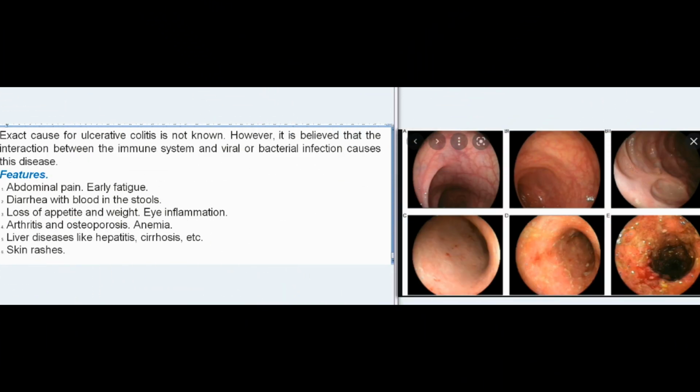Cause. Exact cause for ulcerative colitis is not known. However, it is believed that the interaction between the immune system and viral or bacterial infection causes this disease. Features. Abdominal pain. Diarrhea with blood in the stools. Early fatigue. Loss of appetite and weight. Arthritis and osteoporosis. Eye inflammation. Liver diseases like hepatitis, cirrhosis, etc. Skin rashes. Anemia.